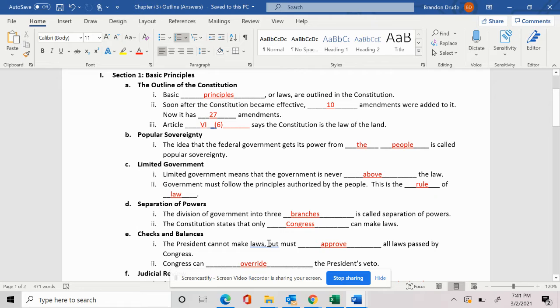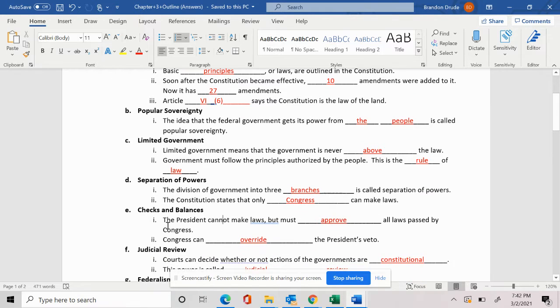But the president must approve or ratify all laws passed. The president can approve it or he can not approve it. If he doesn't ratify it and he doesn't sign his name on it, it is what we call a veto. That means he denies it. So a veto is the president's way of checking Congress to make sure Congress isn't getting too powerful. So that's a good example.